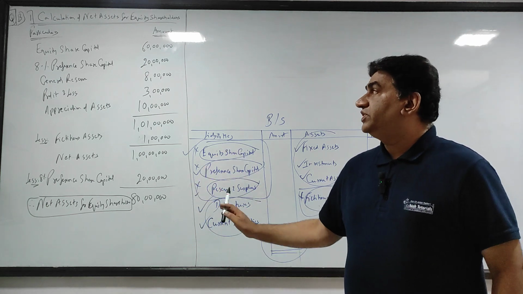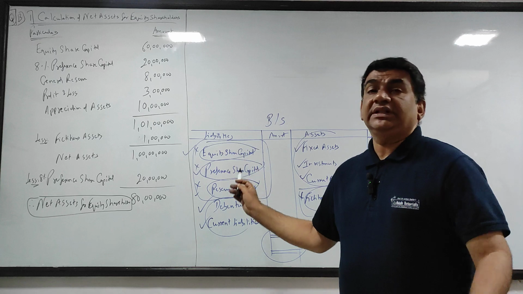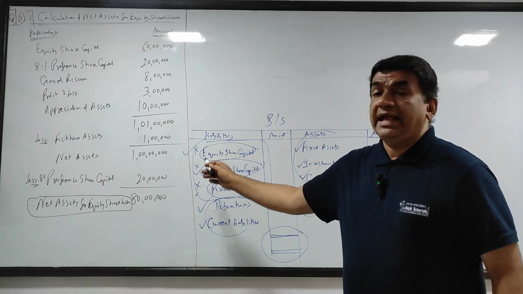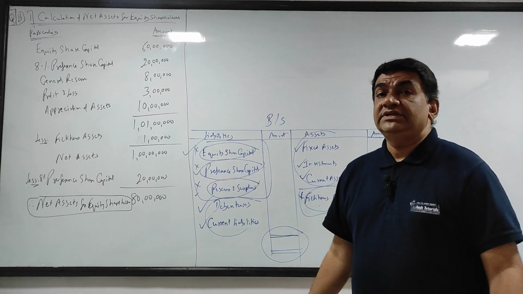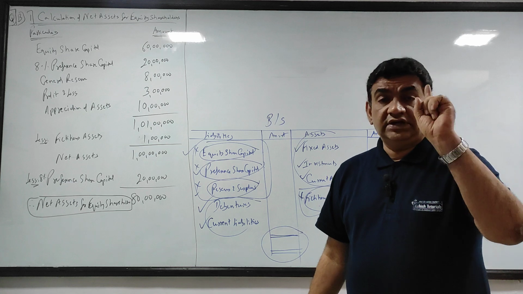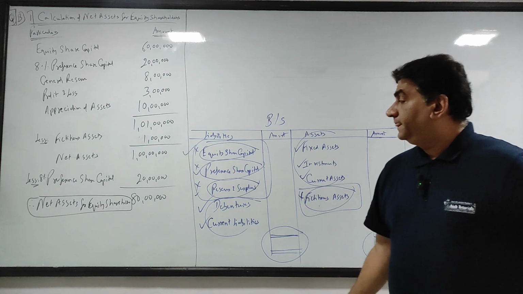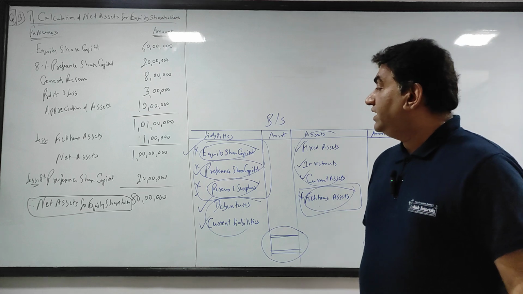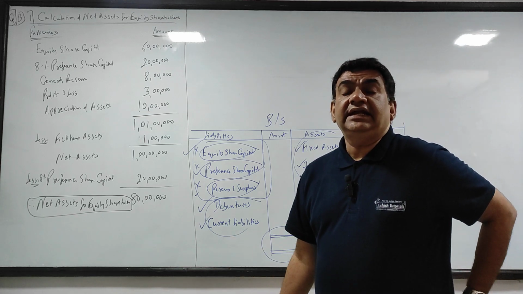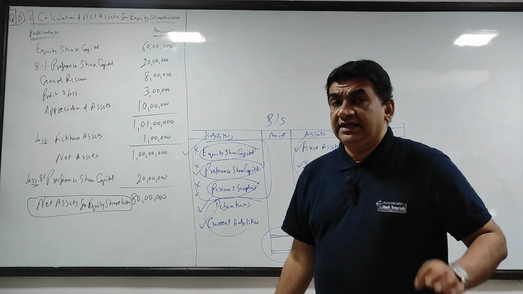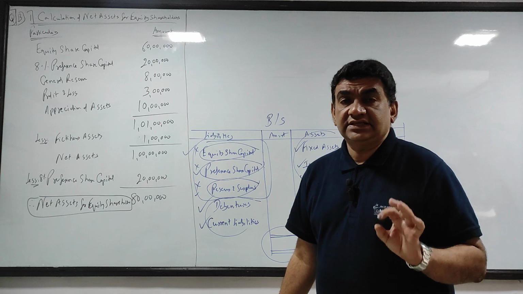In board exams, questions have also come from the first part, where the first sum was done like this, and that also tests the concept. Sometimes students get confused, but don't get confused. See the logic I have explained to you. Got it? So net assets for equity shareholder is 80 lakhs. Clear with this guys? Got it?